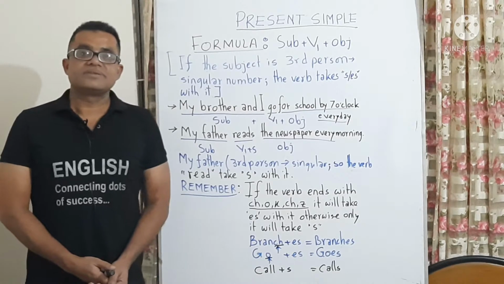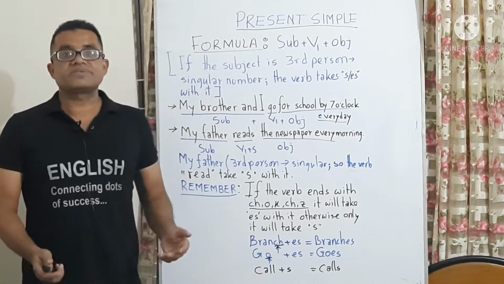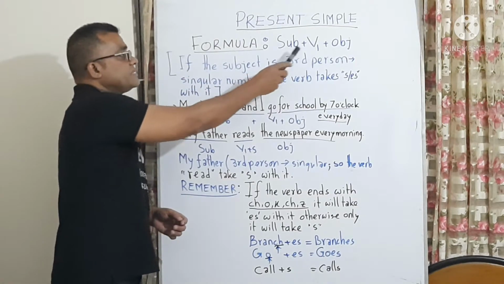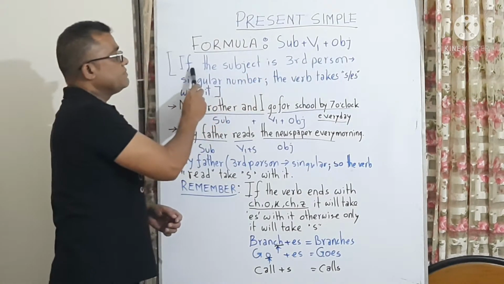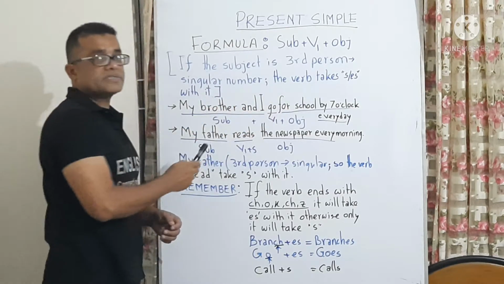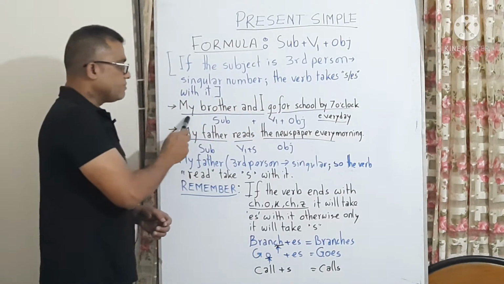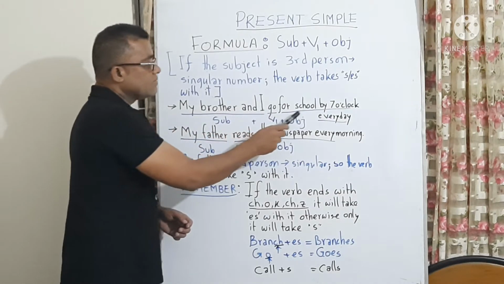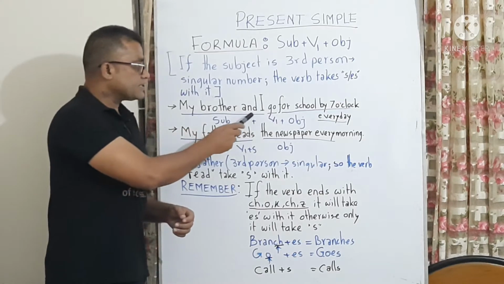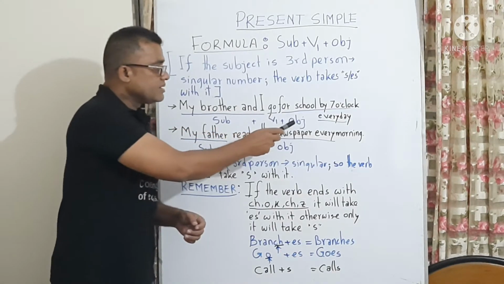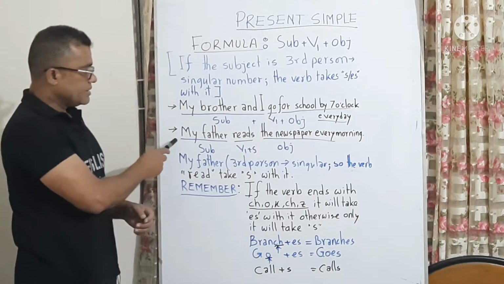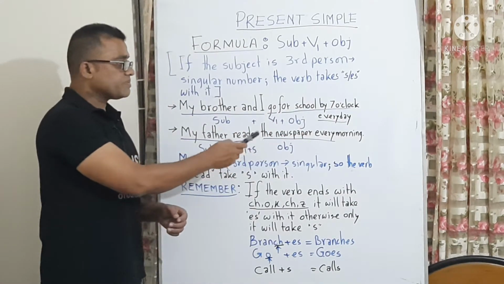Now, let's learn some basic things of present simple. The formula is subject V1 object. If the subject is third person singular number, the verb takes es or s with it. My brother and I go to school by 7 o'clock every day. My brother and I, subject. Go, V1, for school by 7 o'clock every day, object. My father reads the newspaper every morning.